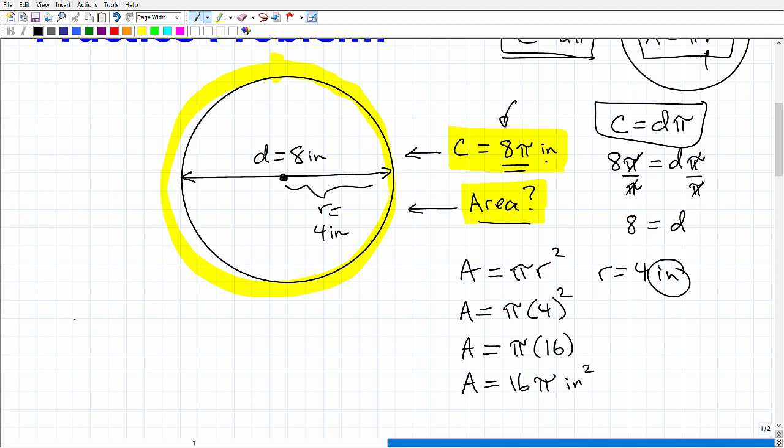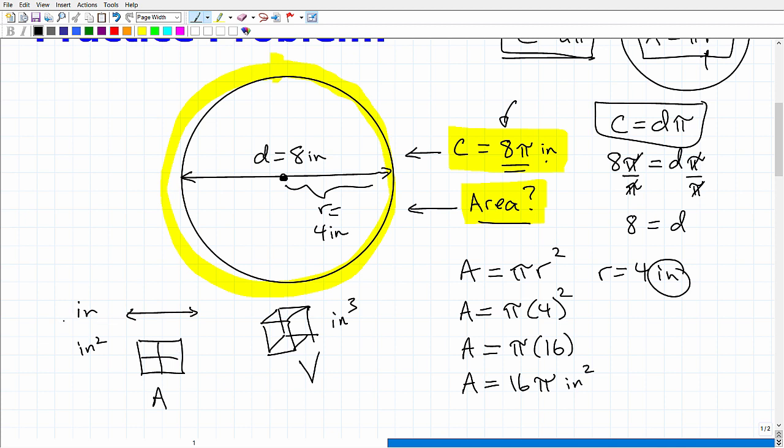Inches, for example, represents distance. Inches squared represents area. And then what about volume? Here we have volume. Here's a little cube, if you will. That would be inches cubed. So cubic units of measure are going to be volume, squared units of measure are going to be area, and linear units of measure are going to be distance.